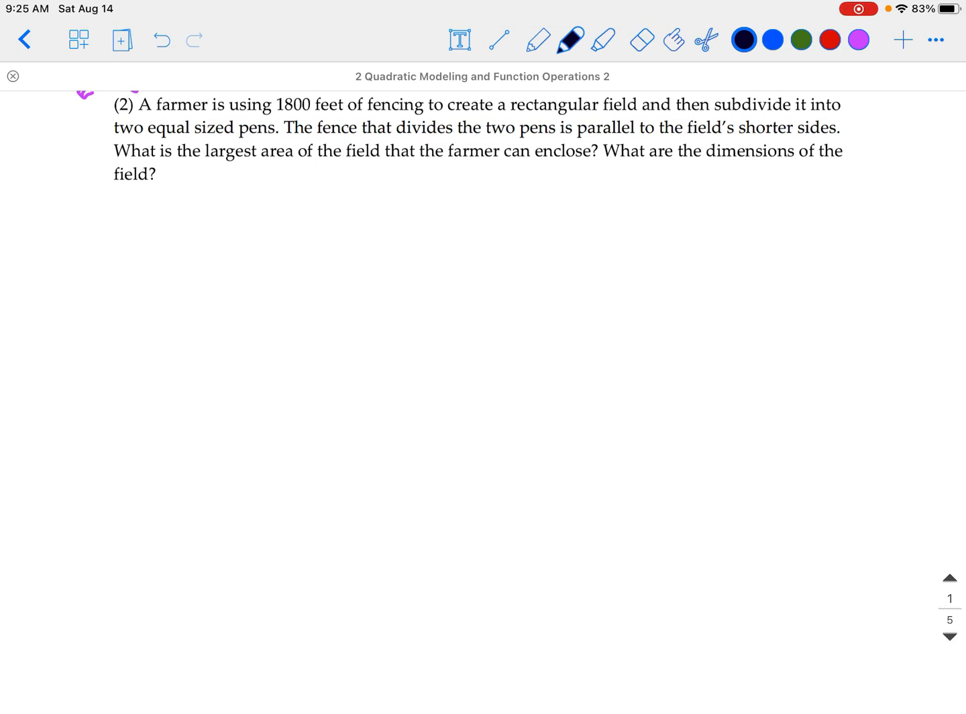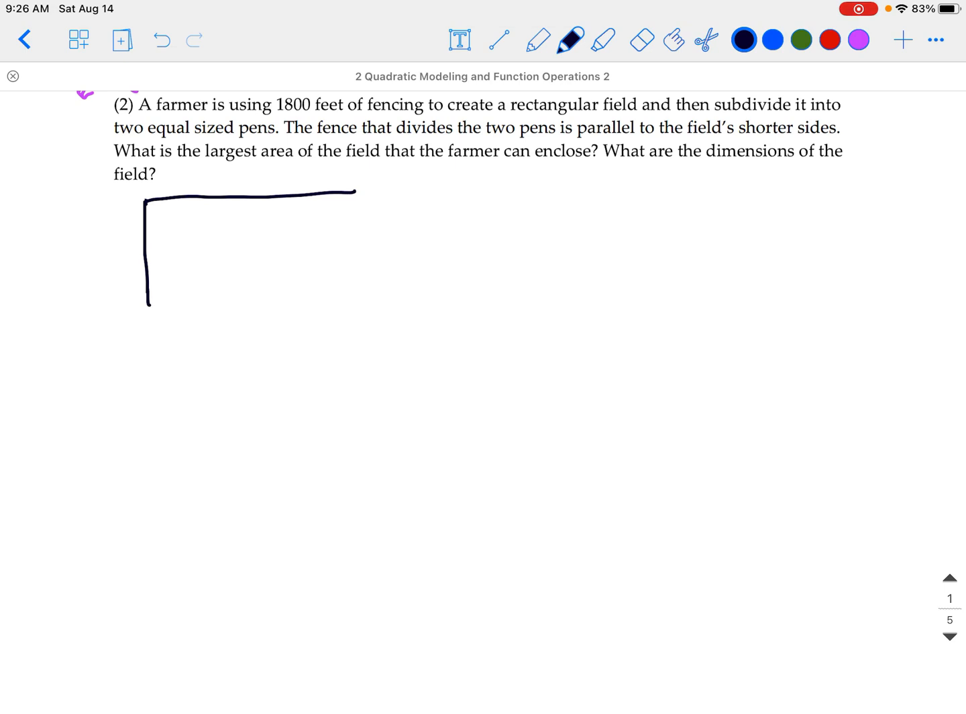All right, so a farmer is using 1,800 feet of fencing to create a rectangular field and subdivide it into 2 equal-sized pens. The fence that divides the 2 pens is parallel to the field's shorter sides. What is the largest area of the field that the farmer can enclose, and what are the dimensions of the field? So definitely want to start with a picture here.